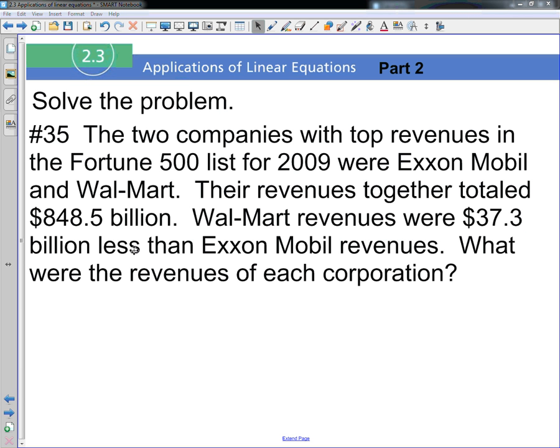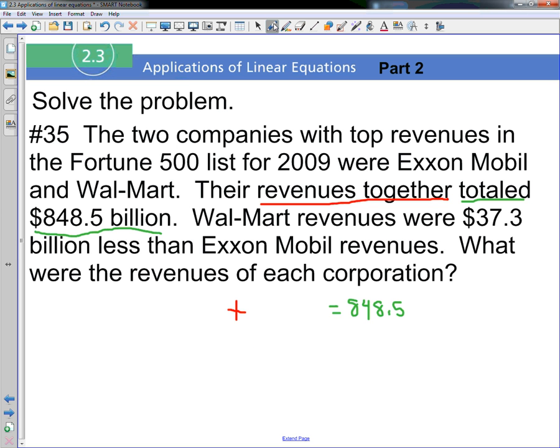So in the Fortune 500 list for 2009 were ExxonMobil and Walmart. These were the top two. Say revenue together. So when you see that word revenue together, that is telling me that I'm adding something. And it's totaling, or totaled, 848.5 billion.